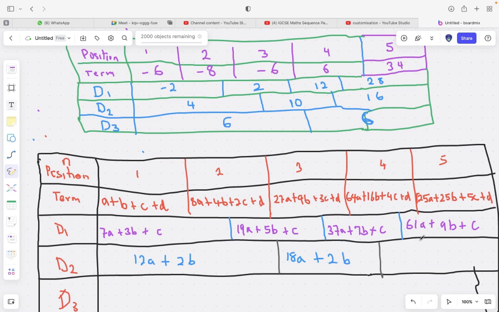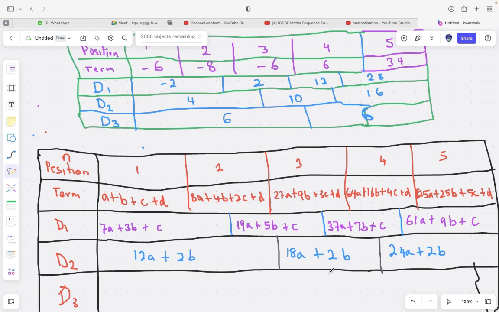Now we go to the last phase for this row. So we say 61a minus this 37a. We get 24a, right? So here we have 24a. And then 9b minus 7b, you get 2b. C minus c is 0. This c minus this c gives 0, so no need to write 0. You see, in the second level, they are not the same.